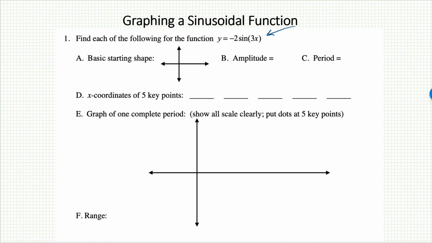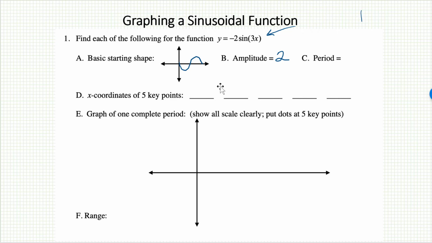I also see the negative sign sitting in front of it, so I know this is going to be a reflected sine. That's the valley and the hill. That's what I'm about to draw. Okay, what's the amplitude? The amplitude is the absolute value of the A.